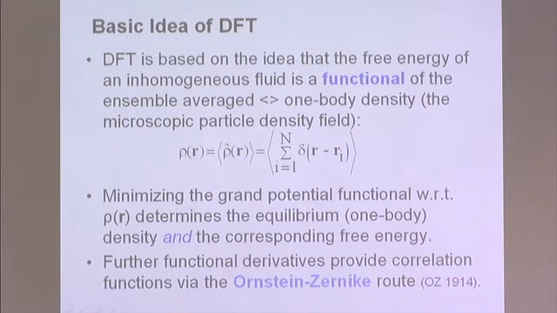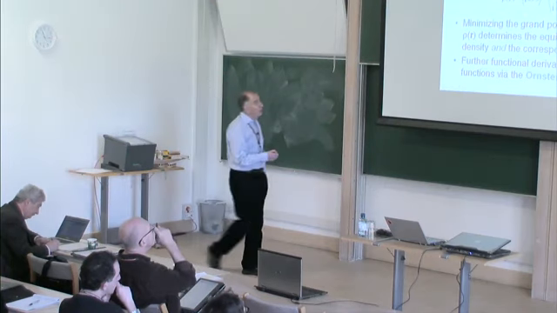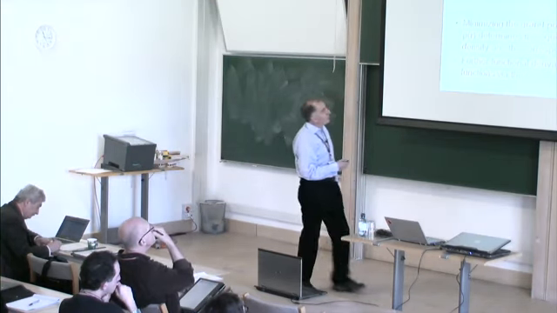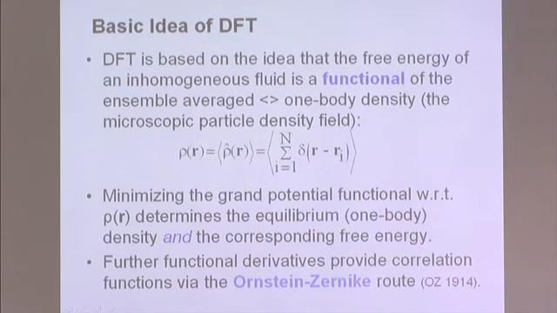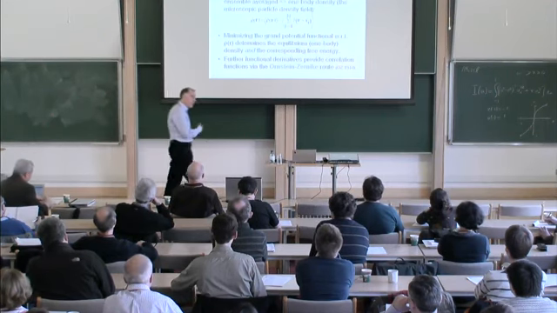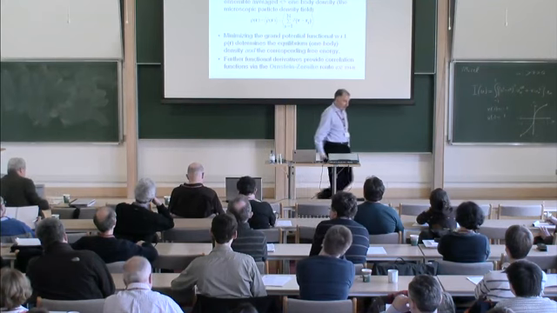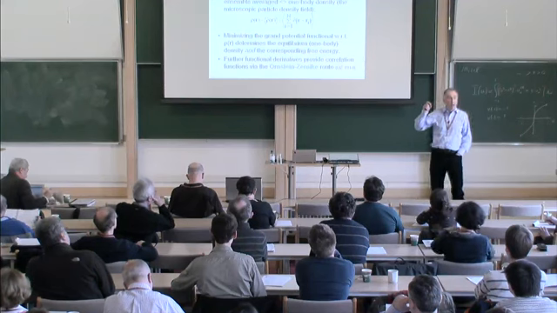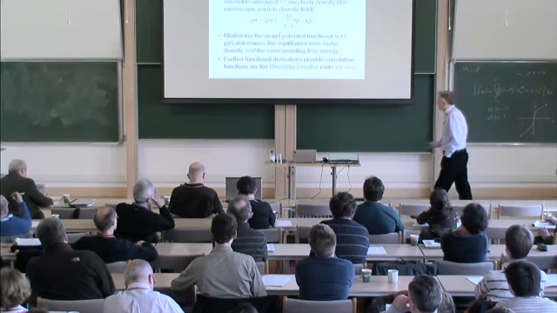The basic idea is one focuses on the average density in the system, the average one-body density. So these triangular brackets represent an ensemble average, a Gibbs ensemble, let's say, and usually I'll be doing it grand canonically. So minimizing the grand potential functional will give me the equilibrium one-body density in the system. And the corresponding free energy will give me the equilibrium grand potential. So always recall there will be a chemical potential in this system.